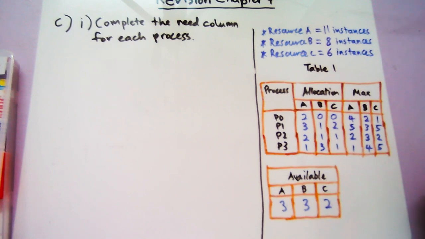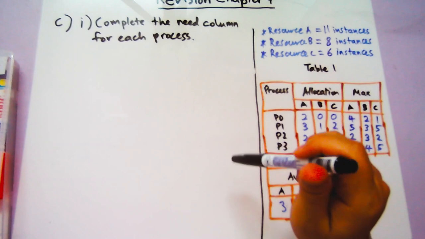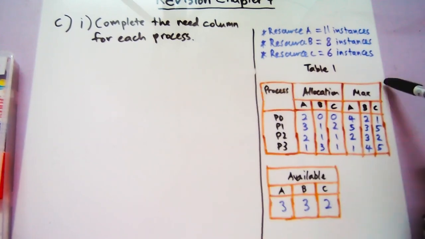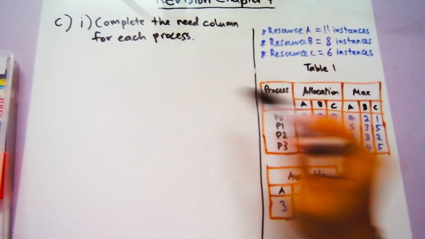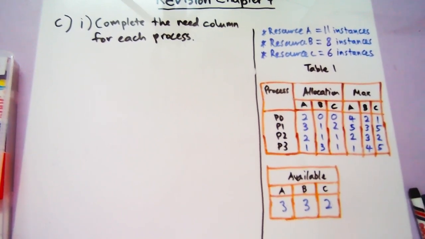Okay, do you understand? Next, we want to add another column here on the right side of the table, which you need to put here, the need column. Meanwhile, in your exam, you must complete the table in your answer by adding the need column. However, for this video, I will only draw the need column.